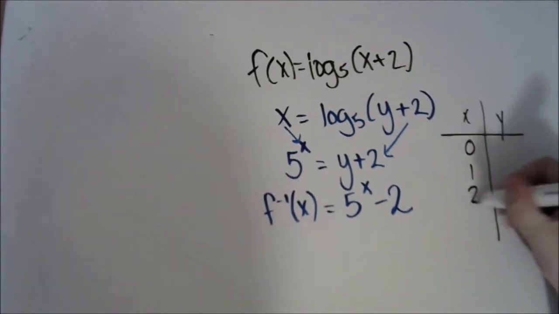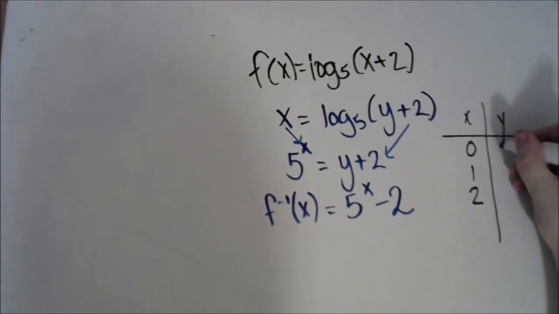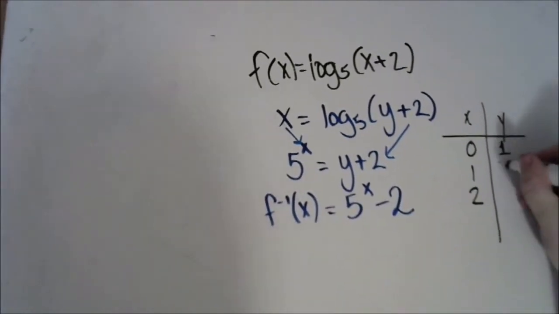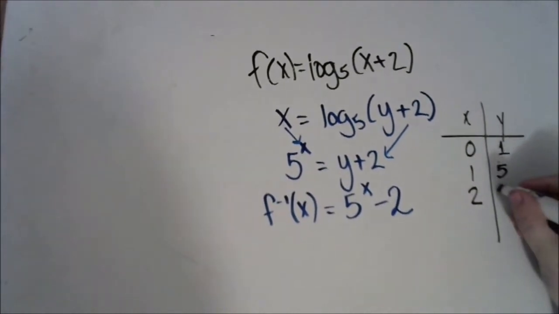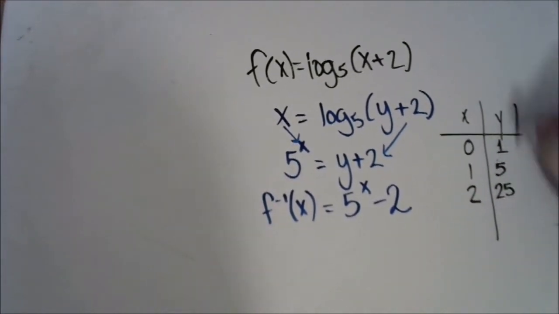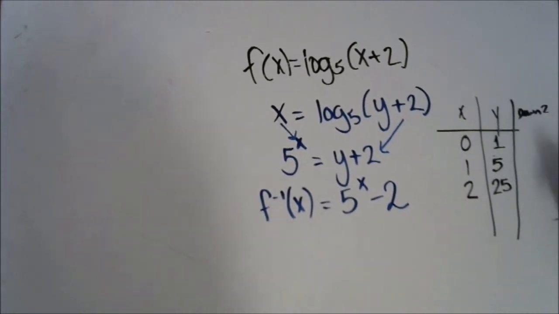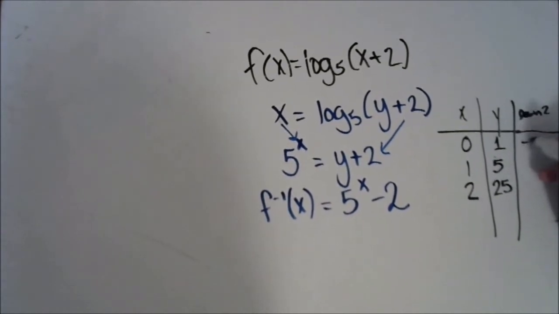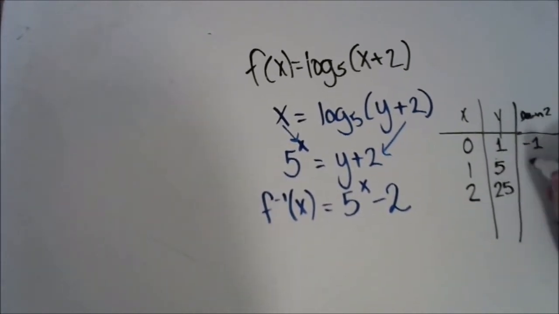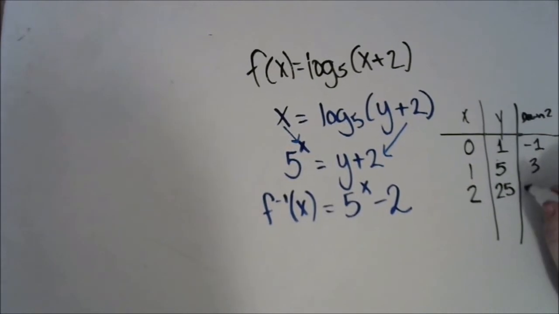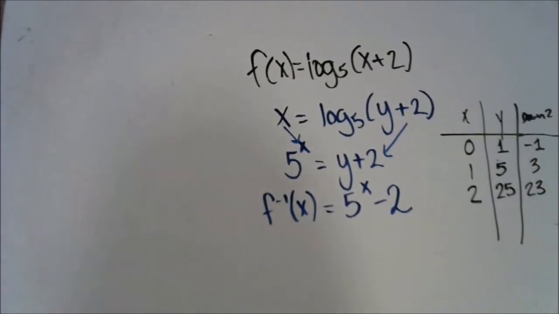Zero, 1, and 2 are good points. For 0, you should get 1 times 5 is 5, times 5 again is 25. Then I want to shift this down 2, and I'm just going to do this right here in my table instead of doing it on the graph. 1 minus 2 is negative 1, 5 minus 2 is 3, and 25 minus 2 is 23.